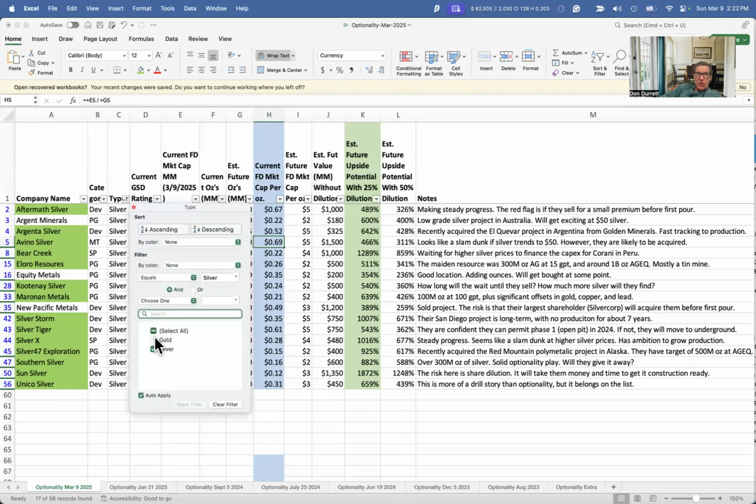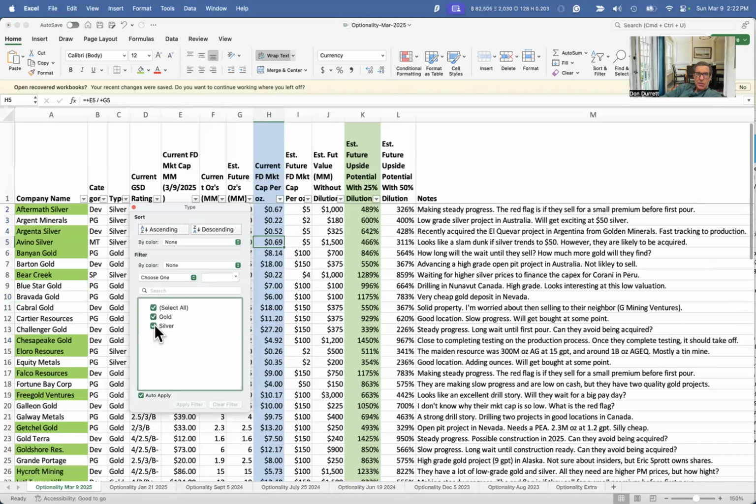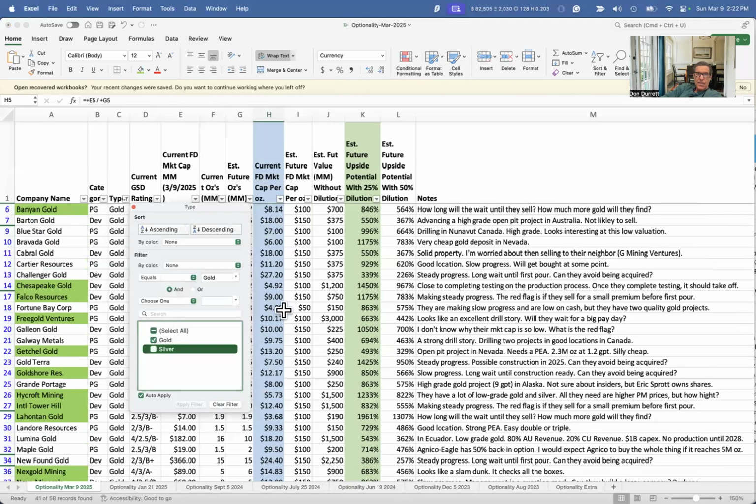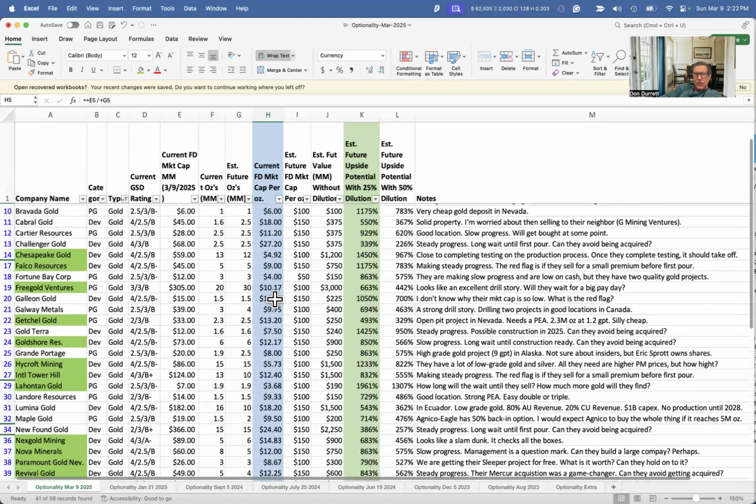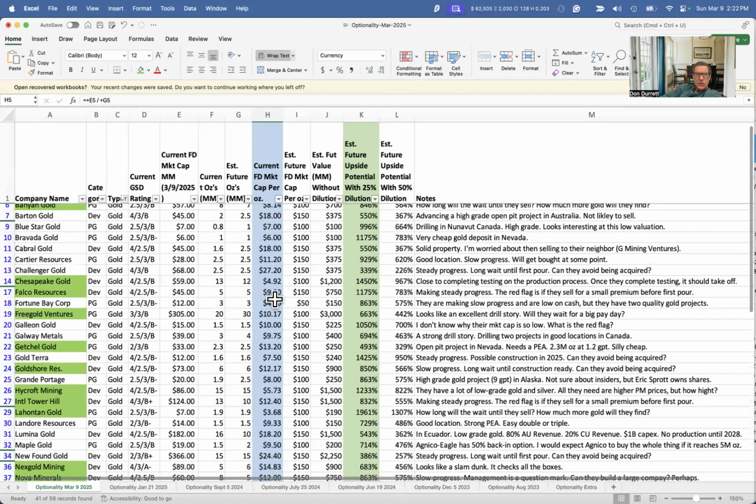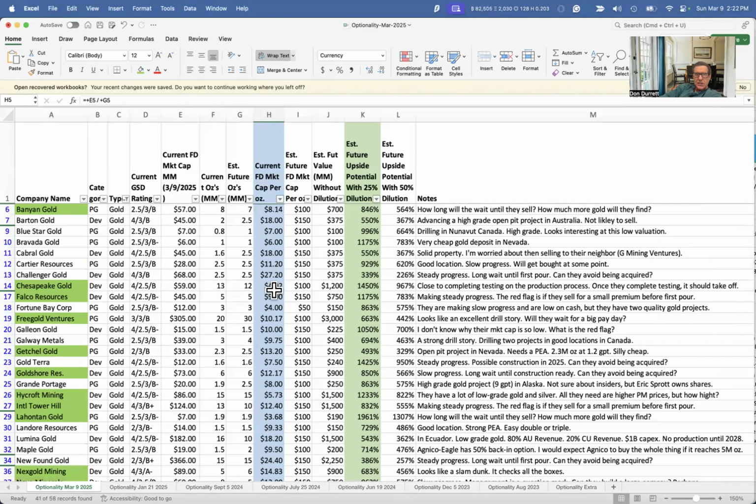And then if we look at gold, we're not going to see anything that's 50. Anything that's $50 or less is fairly cheap for gold in the ground, especially if it's a developer. Developer less than 50 is kind of a cutoff for me for cheap. So we're seeing quite a few here.